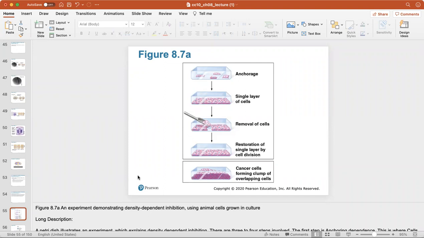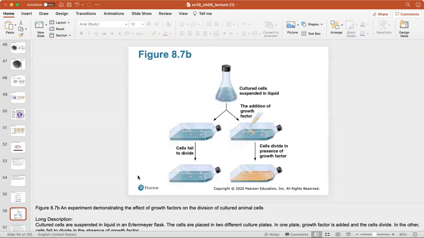Here's a look at an experiment demonstrating density-dependent inhibition, which just means using animal cells grown in a culture. Removing some of the cells will start to restore the next layer of cells. And it's neat to see this because then you can see how cancer cells can form and clump together, overlapping other cells.